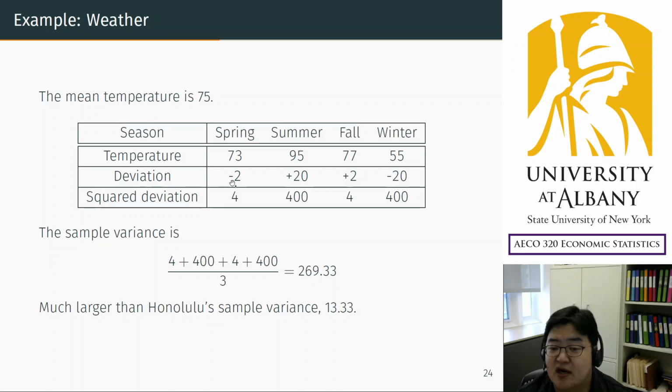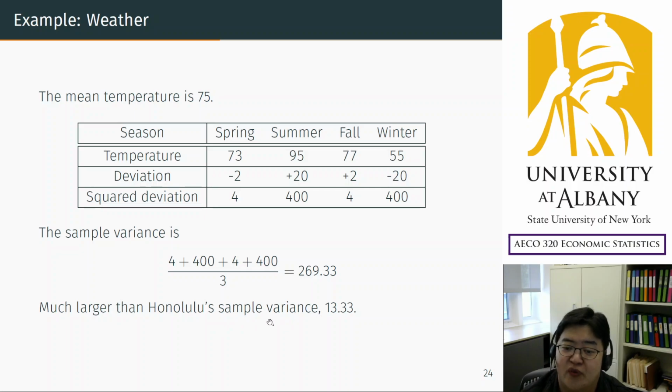So the deviations are -2, +20, +2, -20. So the squared deviations are 4, and 20 squared, 20 times 20, becomes 400. And because we are using the sample variance, the denominator should be 3. Then the variance in Phoenix is 269.